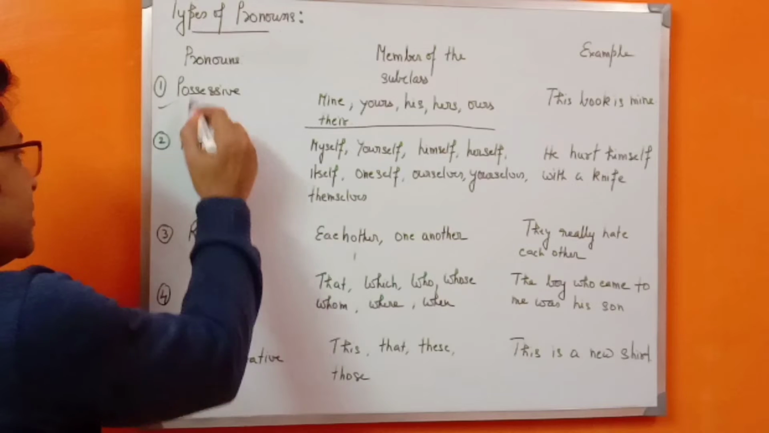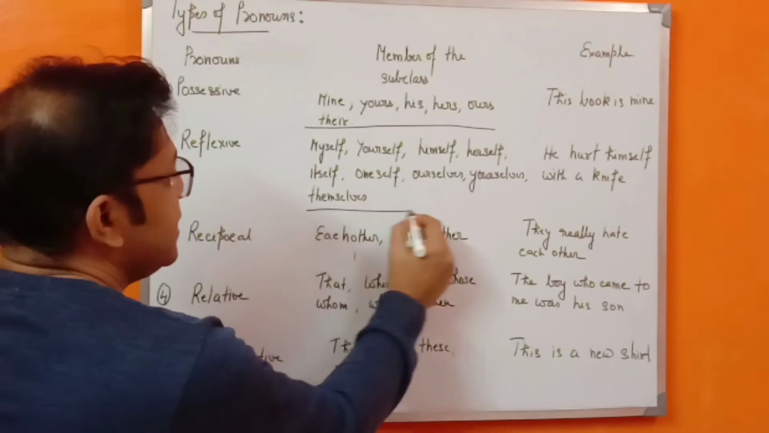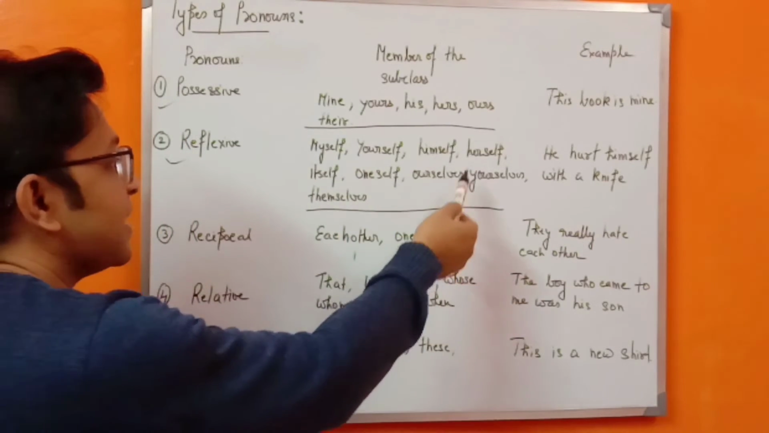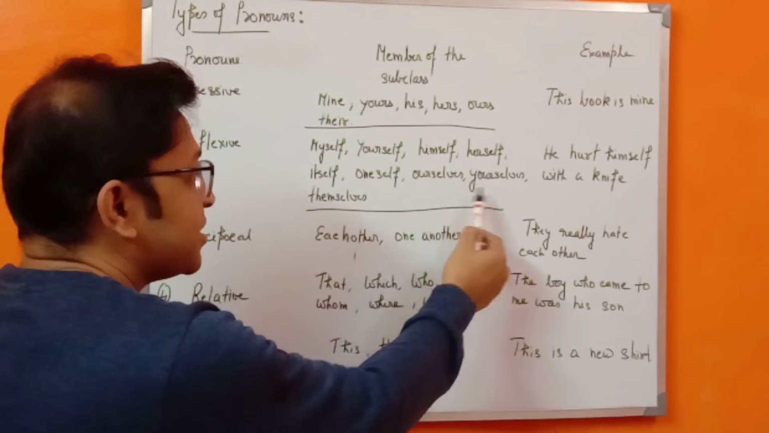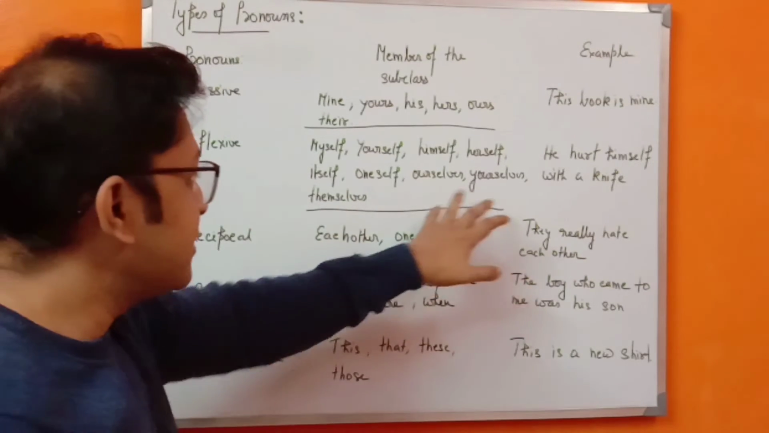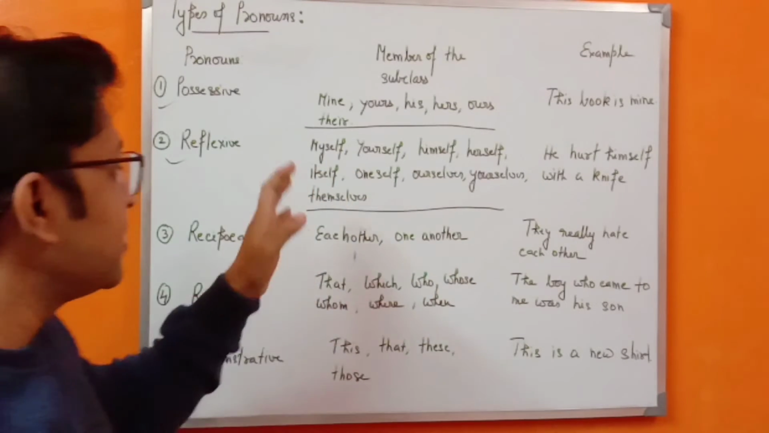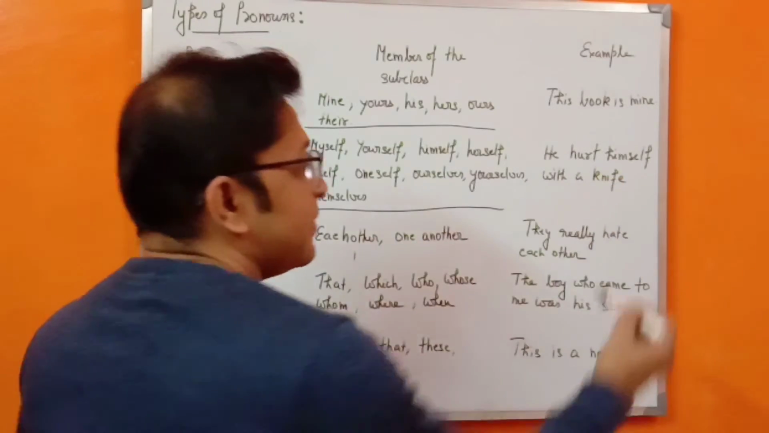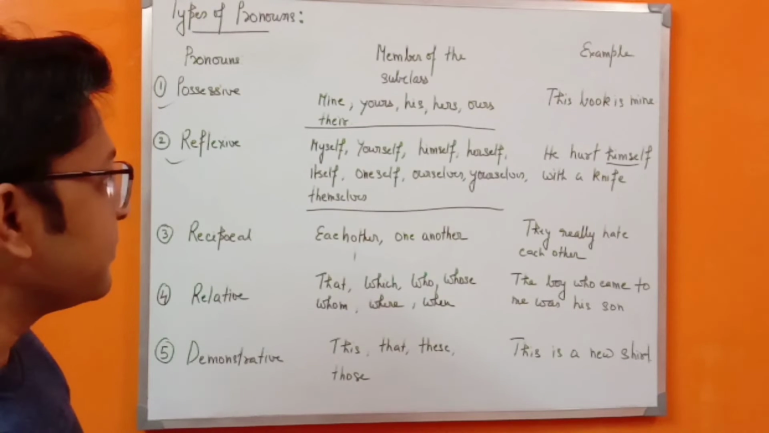Next, number 2, reflexive pronouns. Which are the reflexive pronouns? These are the reflexive pronouns: myself, yourself, himself, herself, itself, oneself, ourselves, yourselves and themselves. The last 3 are plural forms and the others are singular. You can use them in sentences like this example: he hurt himself with a knife. So see how the word is being used in the sentence.